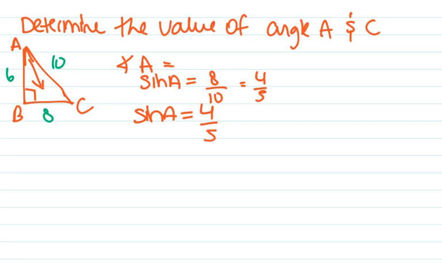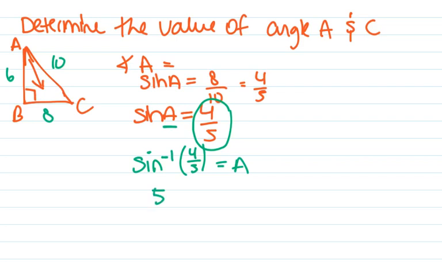Now you'll recall from grade 10 that when you're missing the angle, but you have what it equals, you will use the inverse. So sine inverse of 4/5 equals A. So grab your calculator, find the sine button. You'll probably have to hit shift to get sine inverse, and then brackets 4 divided by 5, and you should get 53.13 equals A, and that's degrees. So angle A is 53.13 degrees.